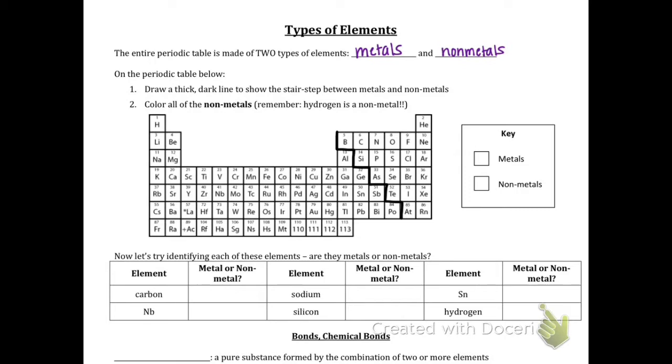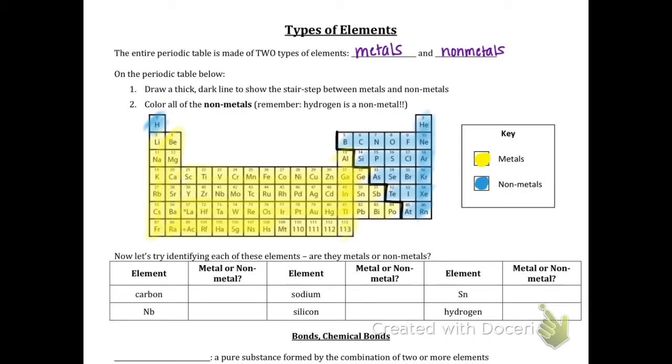At this point, I would pause the video and color in your metals and your nonmetals. I would suggest coloring your metals yellow and your nonmetals blue. That's just usually the colors that I use. All right. Now, just a reminder that hydrogen is a nonmetal, so make sure that you color your hydrogen the blue nonmetal. All right, go ahead and color. All right, so I colored my metals and my nonmetals.